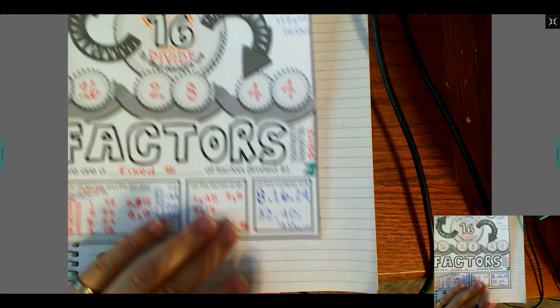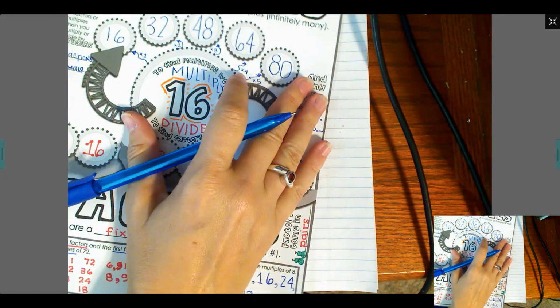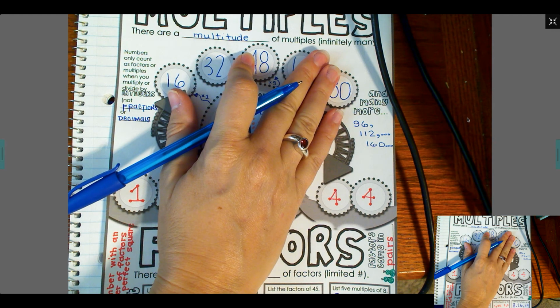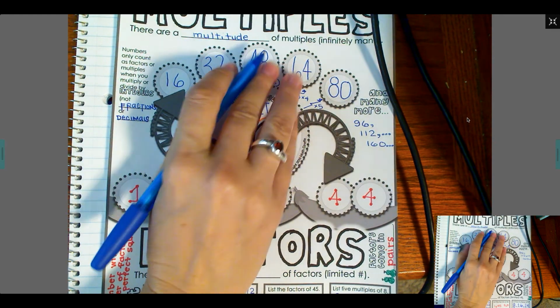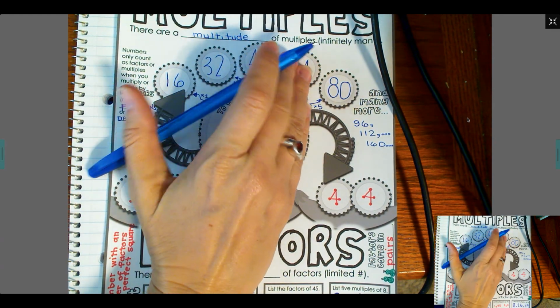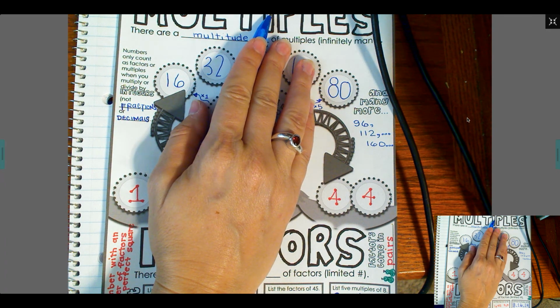All right, guys, make sure that you remember multiples and factors, prime numbers versus composites, and square numbers. Those are the 5 things on which you will be quizzed tomorrow.